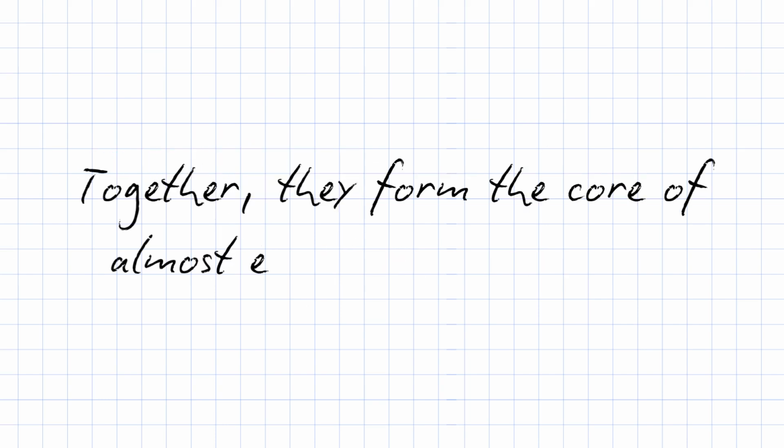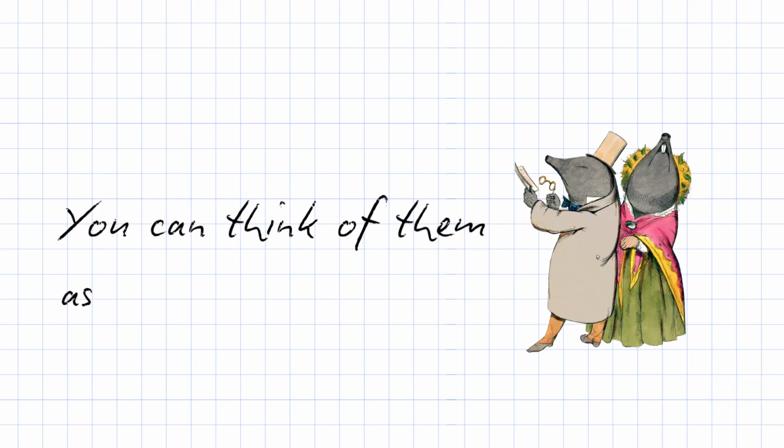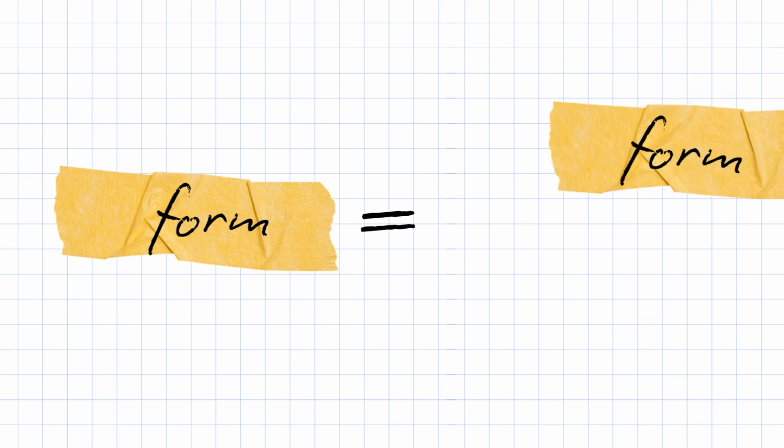You should be able to see that subjects work closely with finite verbs. Together, they form the core of almost every English sentence. You can think of them as dance partners. They correspond in form. When one changes, the other adapts.